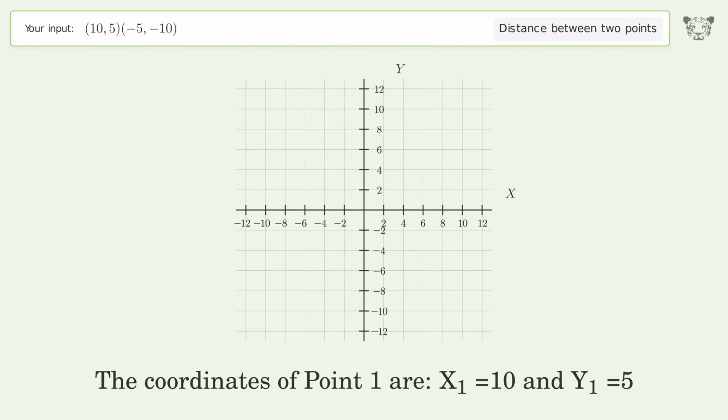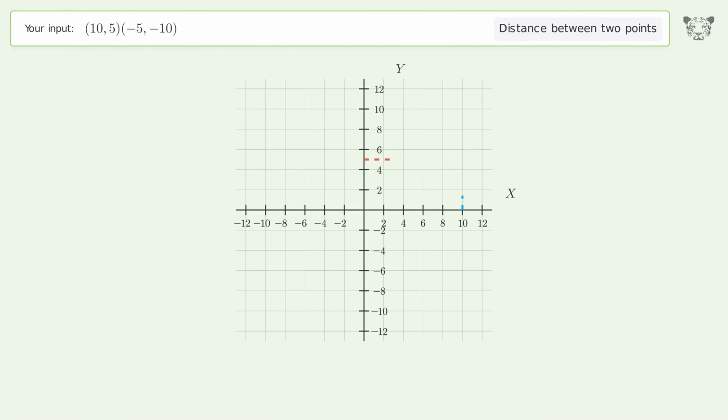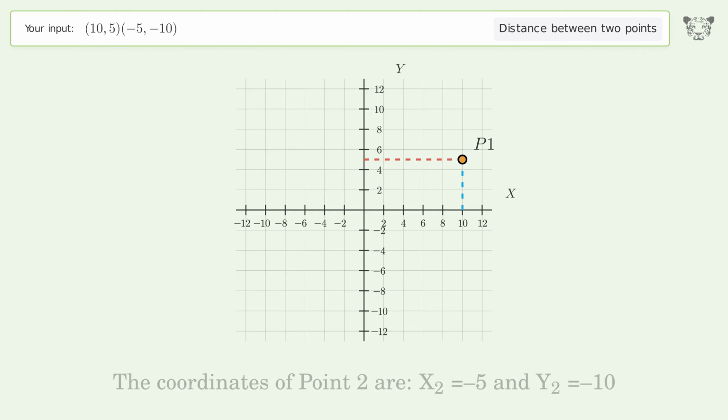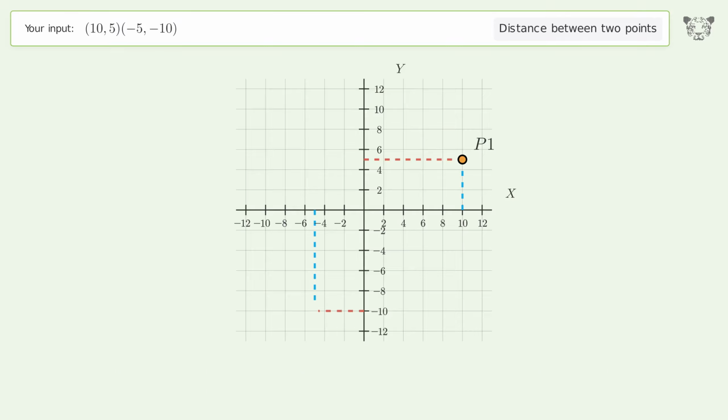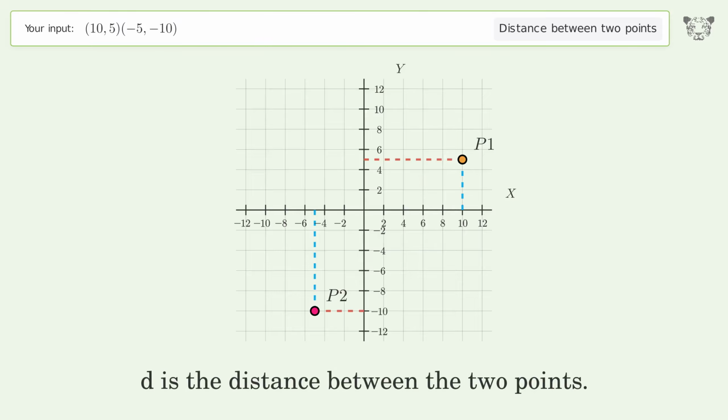The coordinates of point 1 are x1 equals 10 and y1 equals 5. The coordinates of point 2 are x2 equals -5 and y2 equals -10. D is the distance between the 2 points.